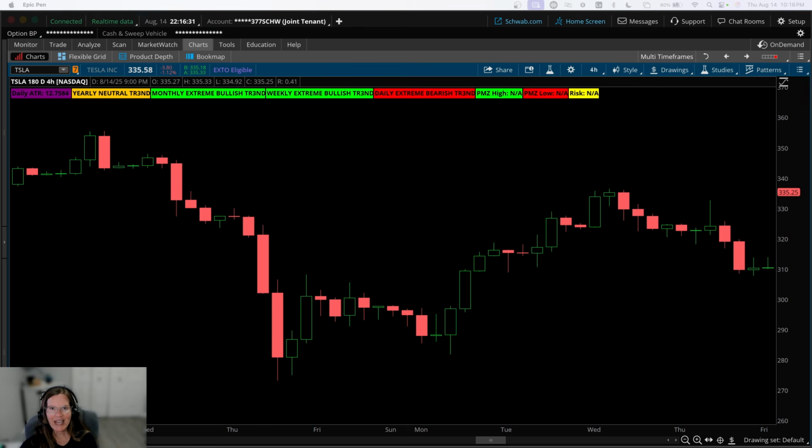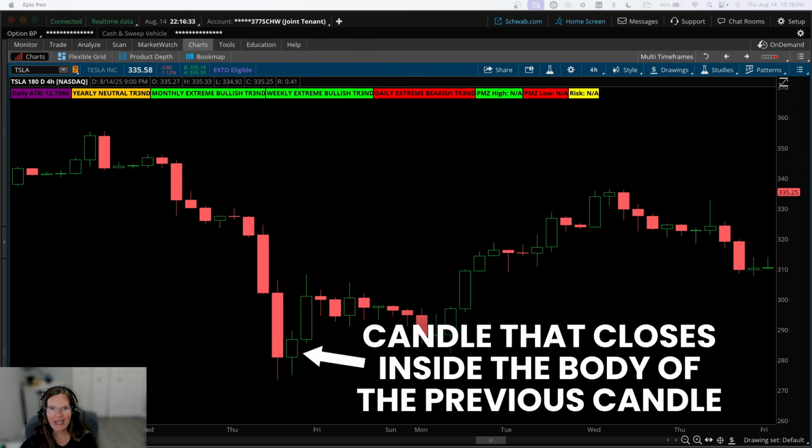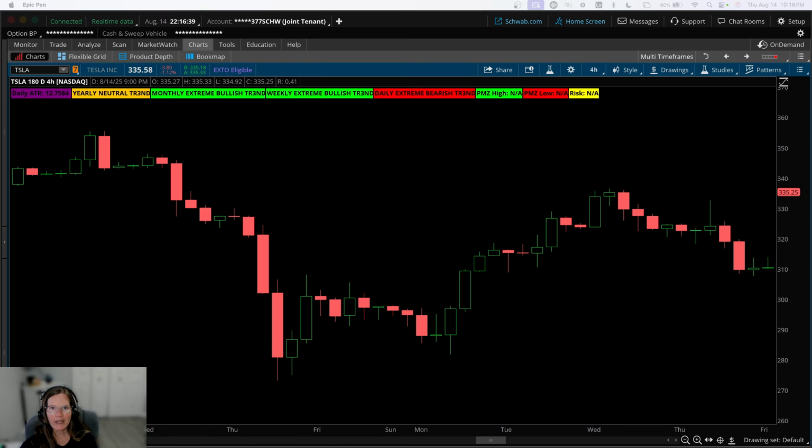The inside candle is simply a candle that closes inside the body of the previous candle. Now, an inside candle represents a moment in time when the market is catching its breath. The buyers and sellers are in a stalemate.